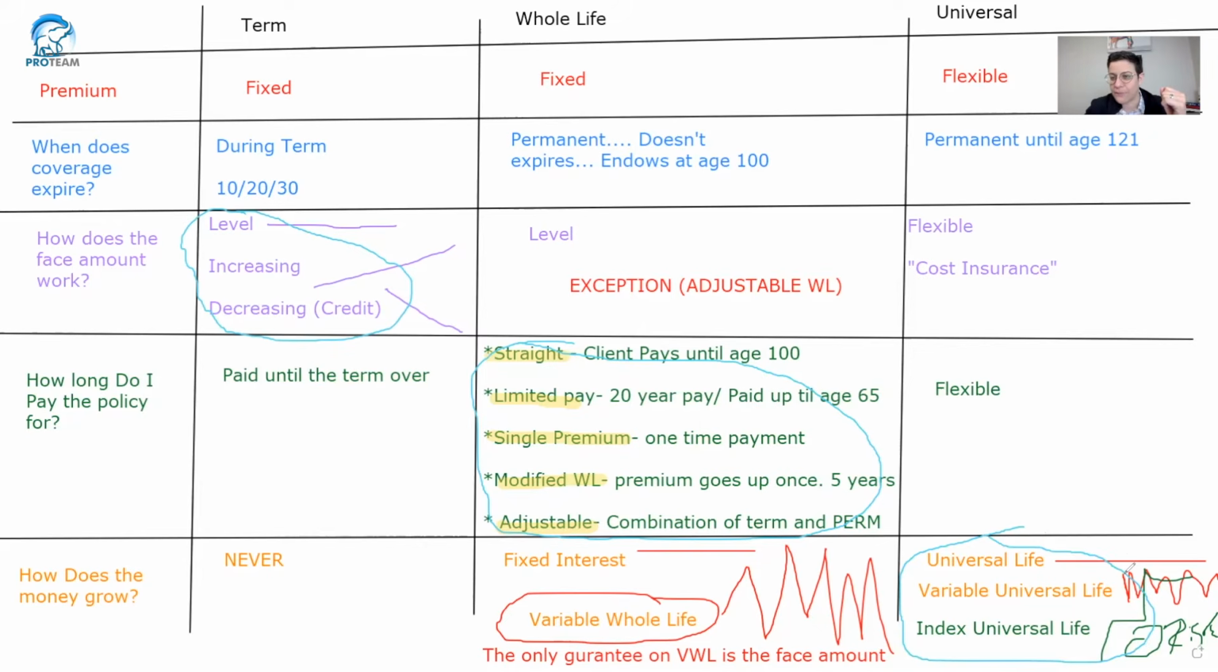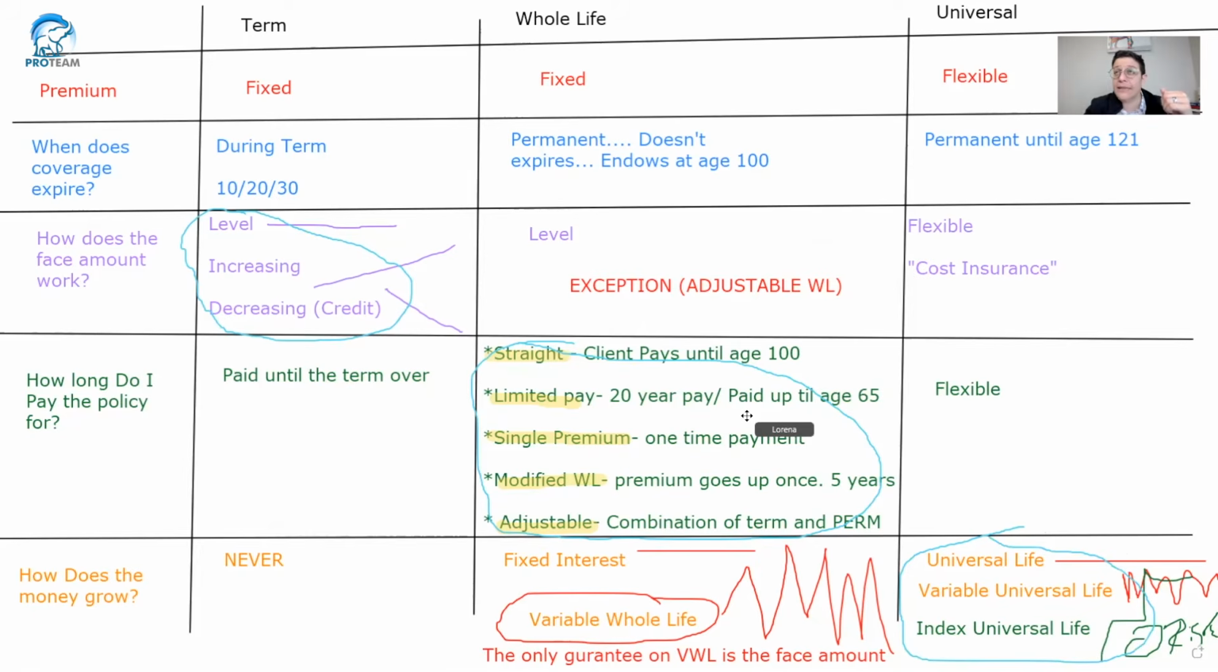If they're telling me the client only wants to pay for 20 years, but he wants the coverage that is permanent, which policy is it? What do you guys think? Limited pay. Bingo. There you go. Great job, right? Or you can see it as limited pay or you can see it as 20 pay whole life. It's the same thing. You got it? Okay.